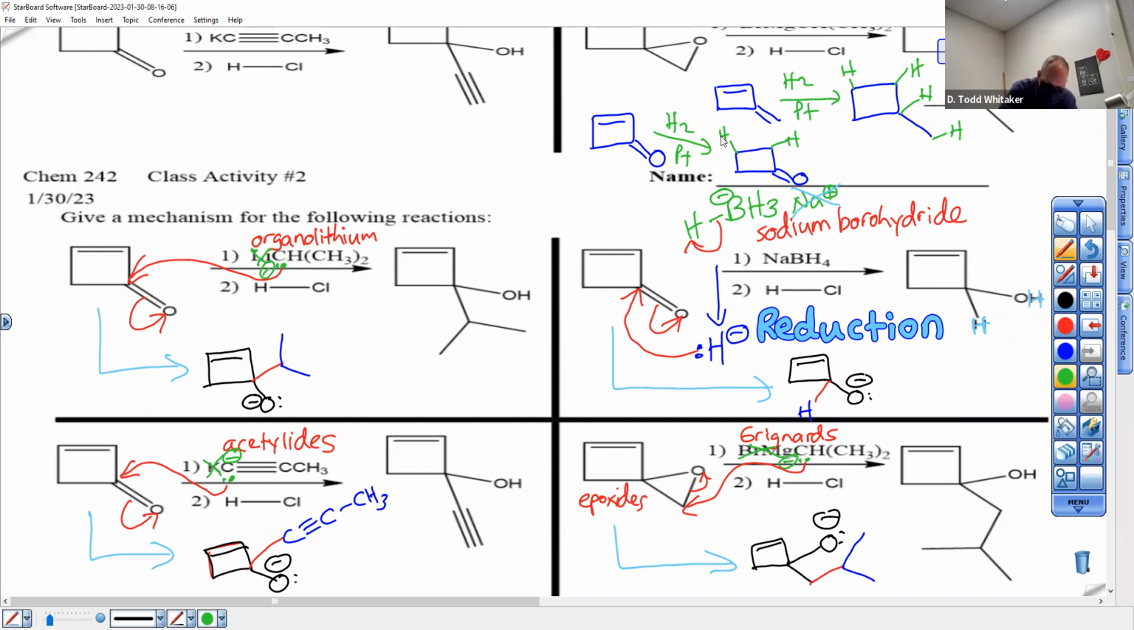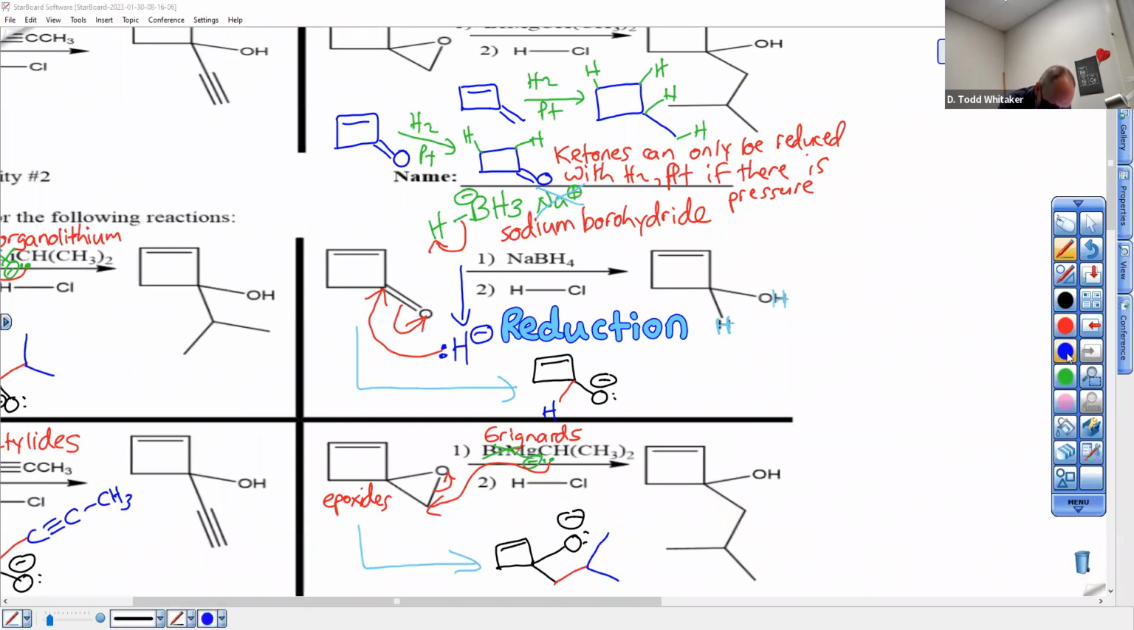So what's your take-home message? Only works on alkenes and alkynes. Ketones can only be reduced with H2, Pt, if there is pressure.